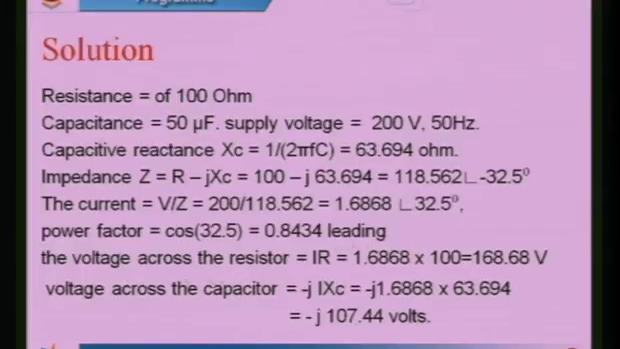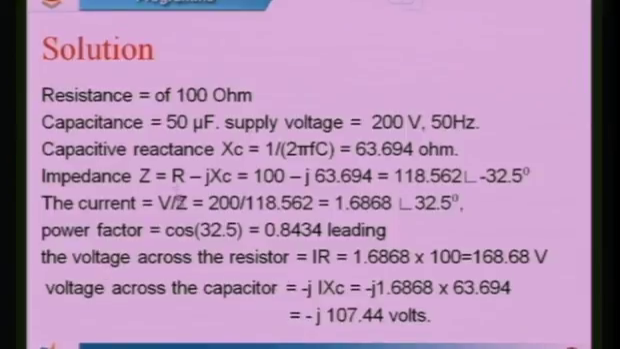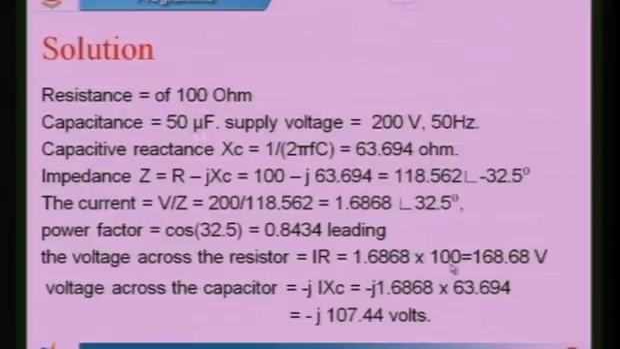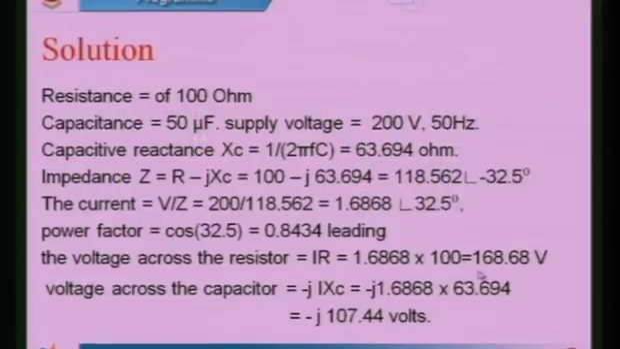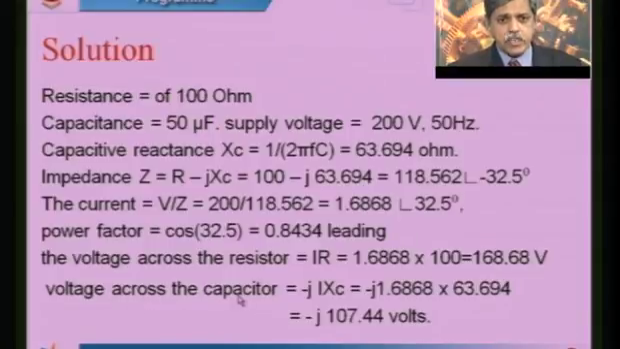Similarly, to calculate the voltage across the resistor, I know the resistance value and the RMS value of the current, so I multiply these two to get the RMS value of the voltage. For the voltage across the capacitor, I follow the same procedure: I times XC gives the magnitude, but because it is the voltage across the capacitor, it is associated with minus J. Therefore I can write it as minus J 107.44, or 107.44 at an angle of minus 90 degrees.